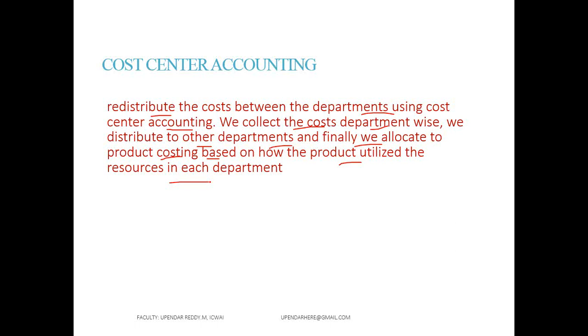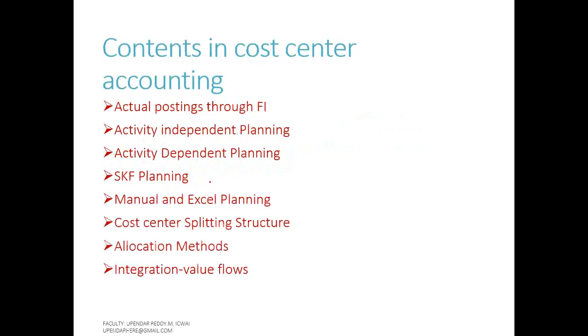The actual expenditure we have booked against the cost centers, which comes from the FI module by integration, we have to distribute and redistribute to all other departments, and finally to COPA also. That's what we are going to learn in cost center accounting. Here in cost center accounting, we are going to do planning also. The planning is cost center-wise. In CO we can do planning, whereas in FI we can do only actual postings.